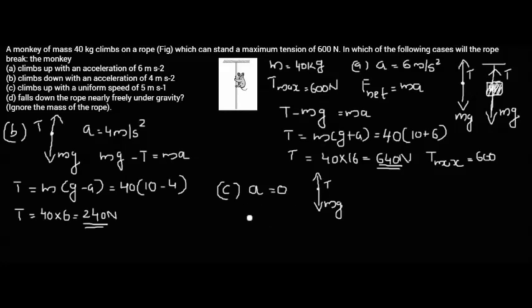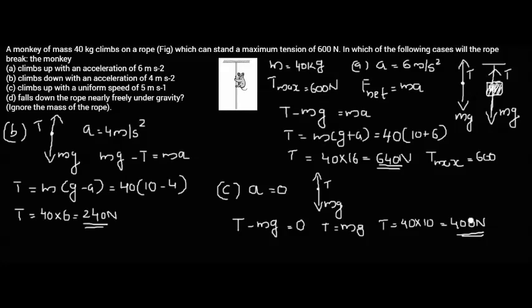Here it is climbing up, so I am drawing the tension first. I am writing the tension first, and mg equal to no acceleration. So this is equal to 0, and tension T is equal to m into g. Right. And T is equal to, mass is 40 and g is 10. So in this case we are getting the tension as 400 Newton.